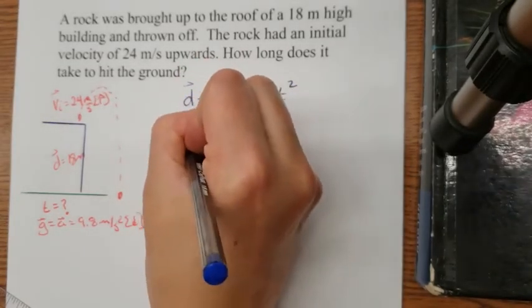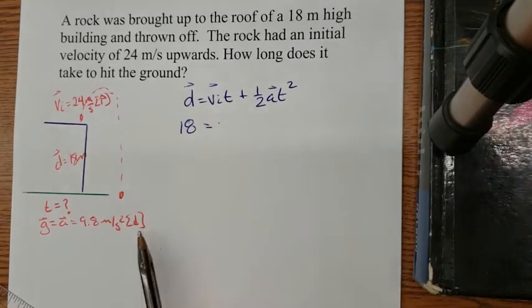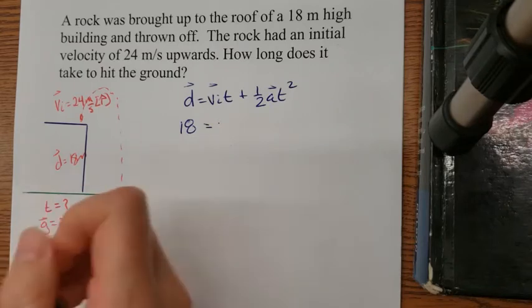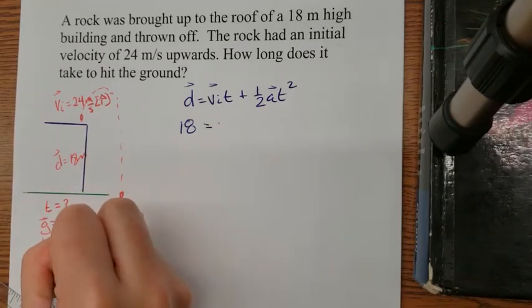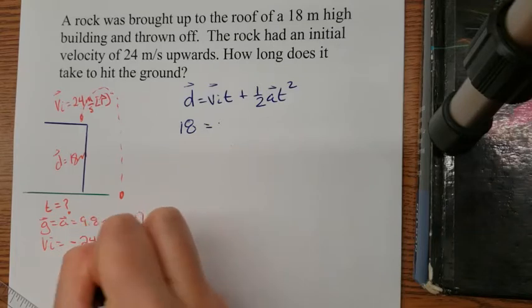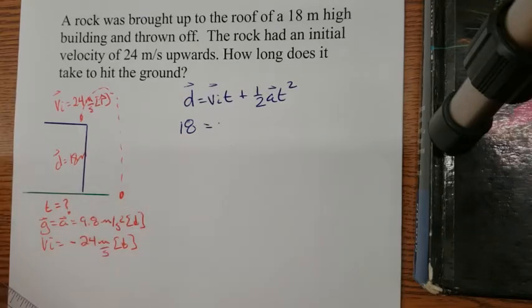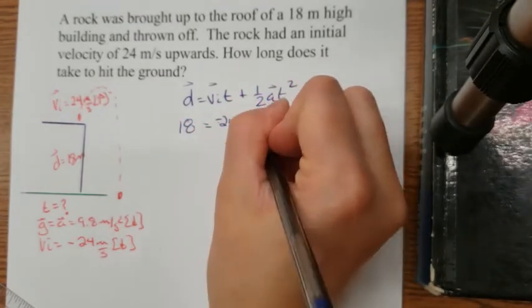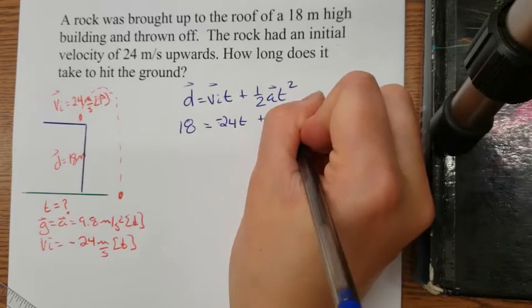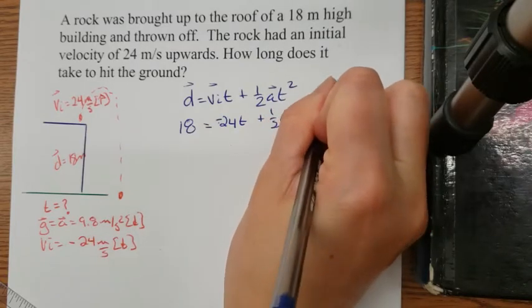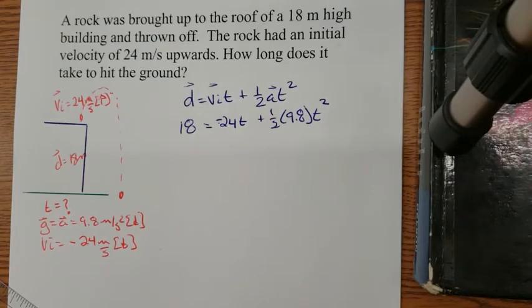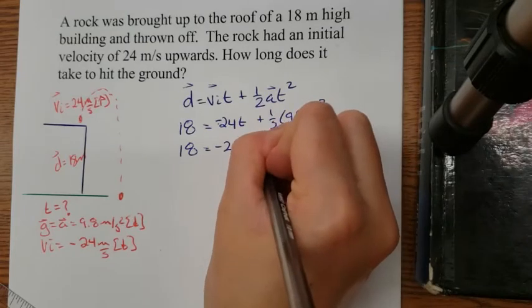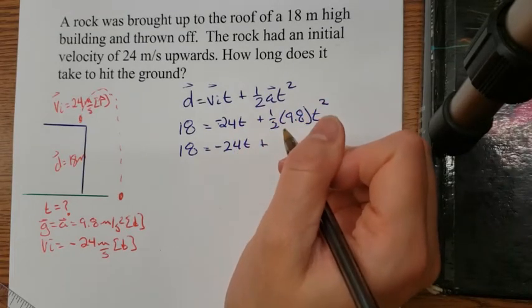We have 18 is equal to, now there's a problem. This is down and that is up. So VI, I could rewrite it as negative 24 meters per second down, because they need to be pointing in the same direction. So I have minus 24 t plus 1/2 A, we know is 9.8 t squared. Let's simplify this a little bit. 18 is equal to negative 24 t plus half of 9.8 is 4.9.